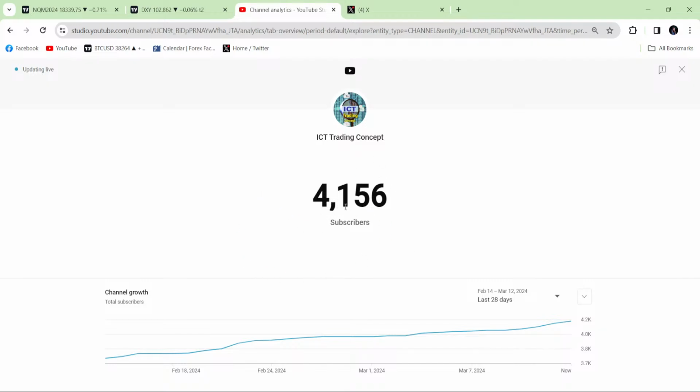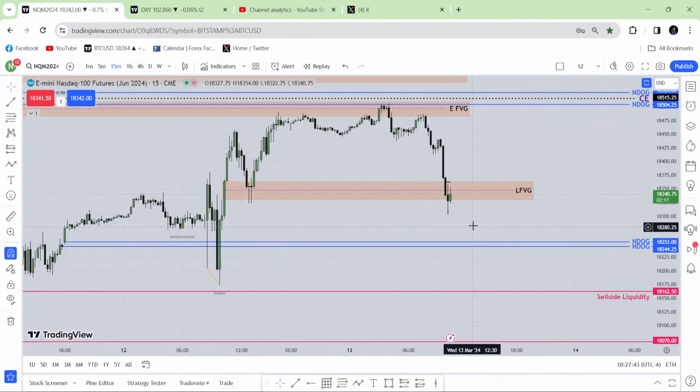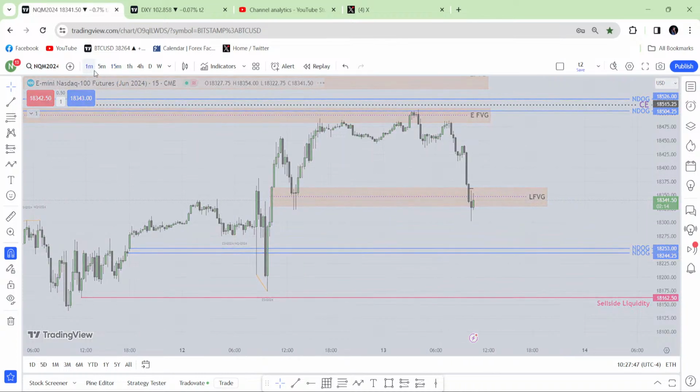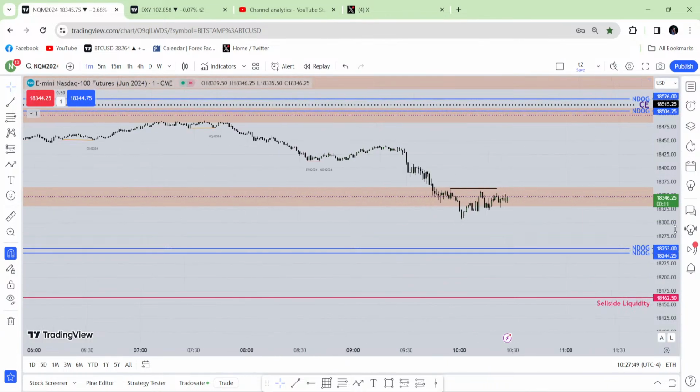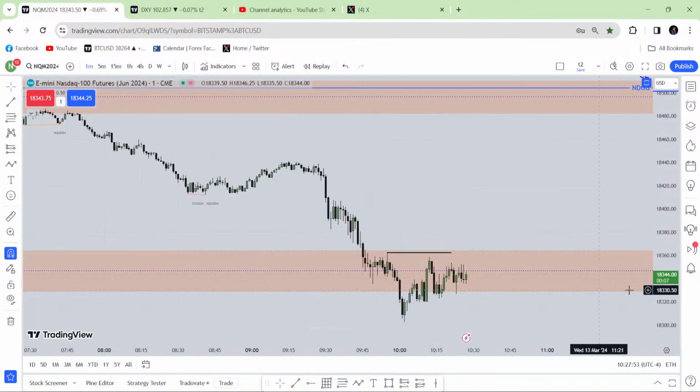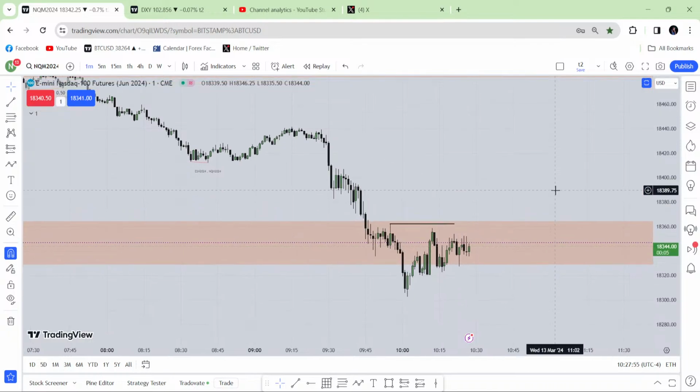Let's see if we can hit 160 or not. Okay, I'm just waiting here. Don't get chopped up by that consolidation, please. Don't get chopped up.